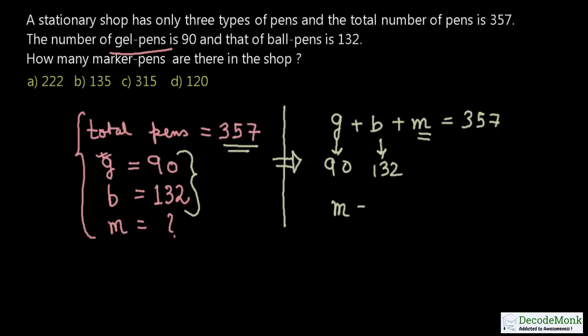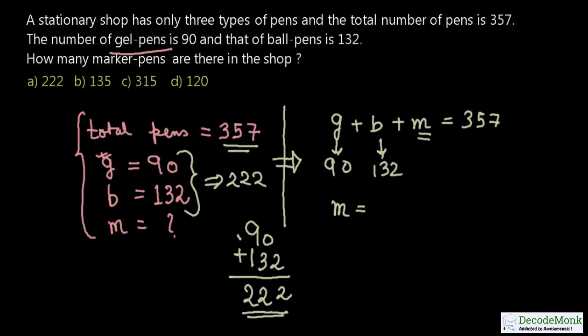So marker pens will be equal to, so first of all let us find out the total of gel pens and ball pens. So 90 plus 132 is equal to 2, 3 plus 9, 12, carry 1, 1 plus 1, 2. So 222 is the total of gel pens and ball pens.